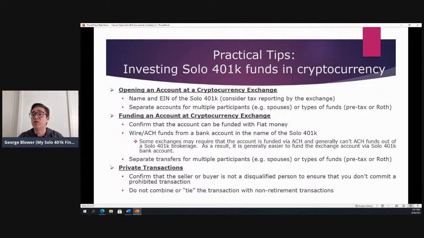And then in addition to that, you want to make sure that any type of private transaction is not tied to a transaction involving non-retirement funds. So of course, you're not going to pool the transactions or somehow tie them or make them contingent on one another, as between transactions involving your solo 401k and transactions involving non-retirement funds.